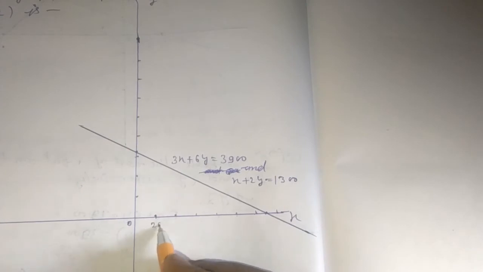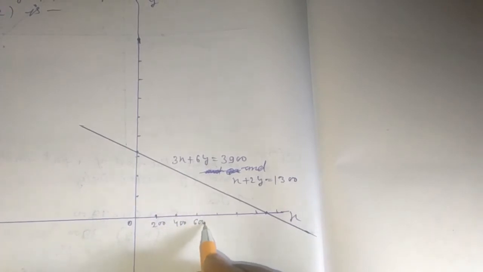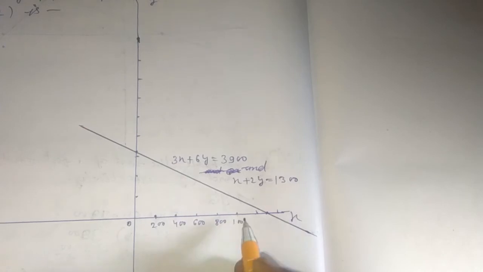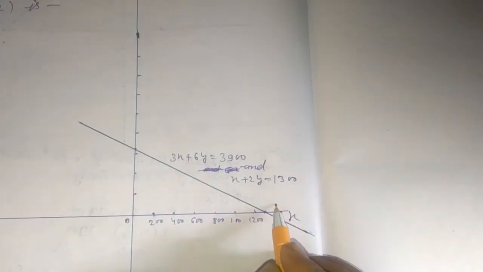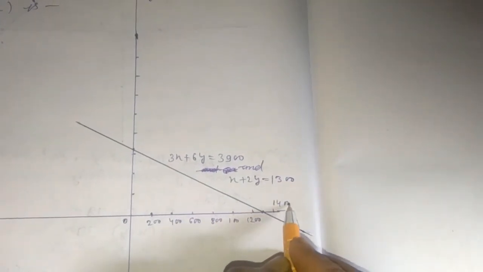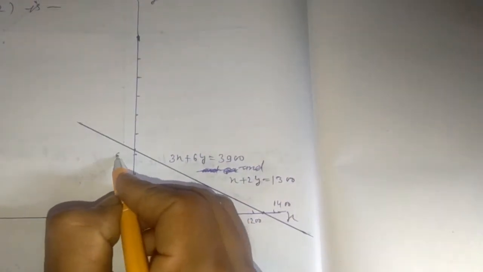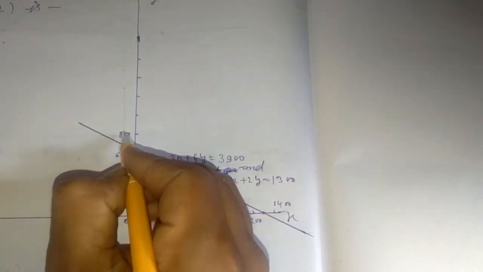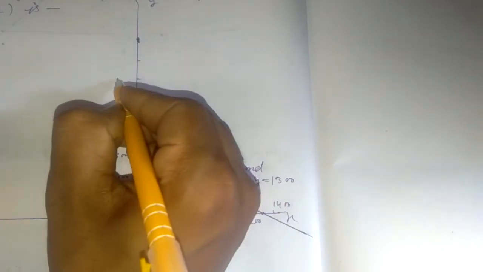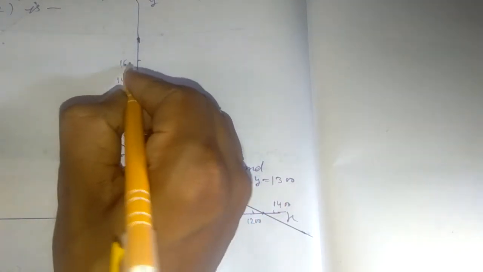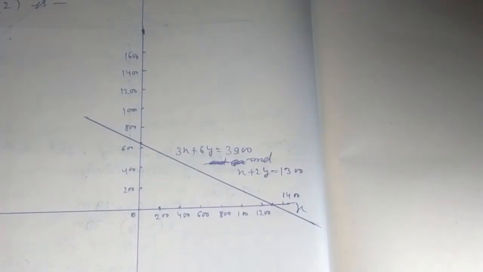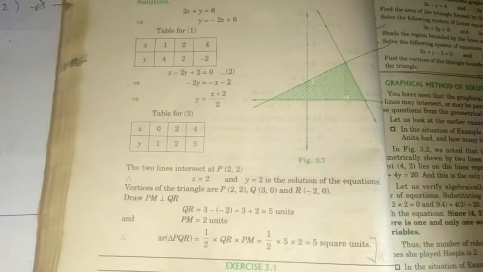For our third question, you can write here 200, 400, 600, 800, 1000, 1200, 1400, 1600. Now we will read question number 3.